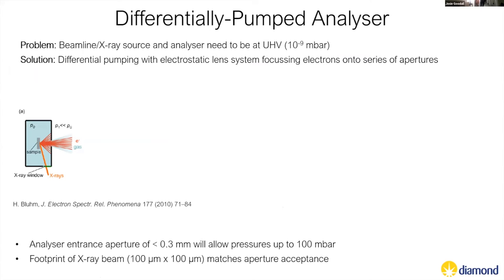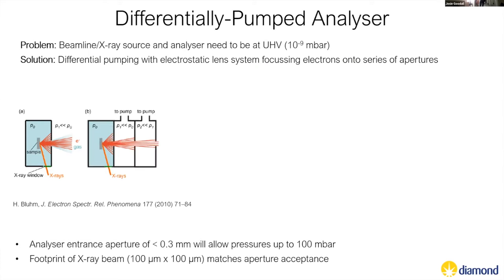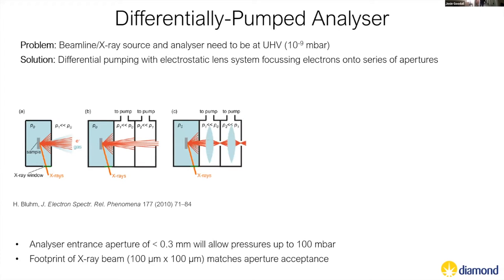So this is a picture of what the sample chamber looks like. You've got your x-rays coming in, some sort of x-ray window that is transparent to the x-rays, lets them in, doesn't let the gas out. And you have a small hole that lets through some of your photoelectrons and some of the gas. You repeat this with a few more small holes and a few more pumps, and eventually you can get to a setup where you have your analyzer in UHV, your sample at millibars, 10 to 30 millibars. The problem you have is that you only get a few electrons.